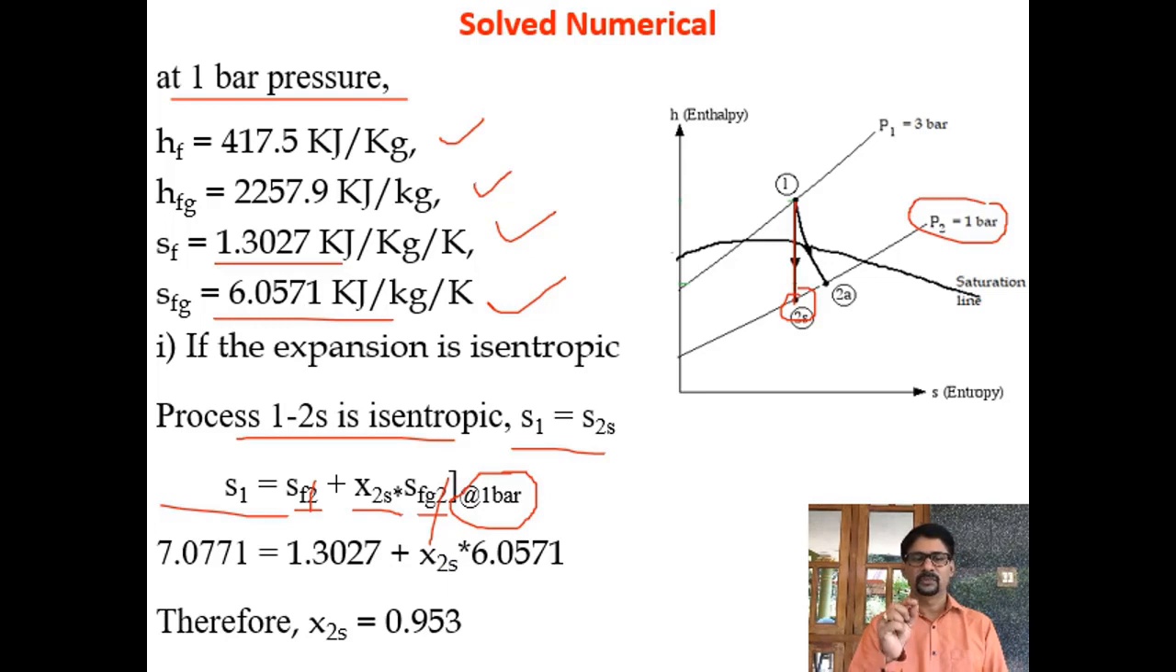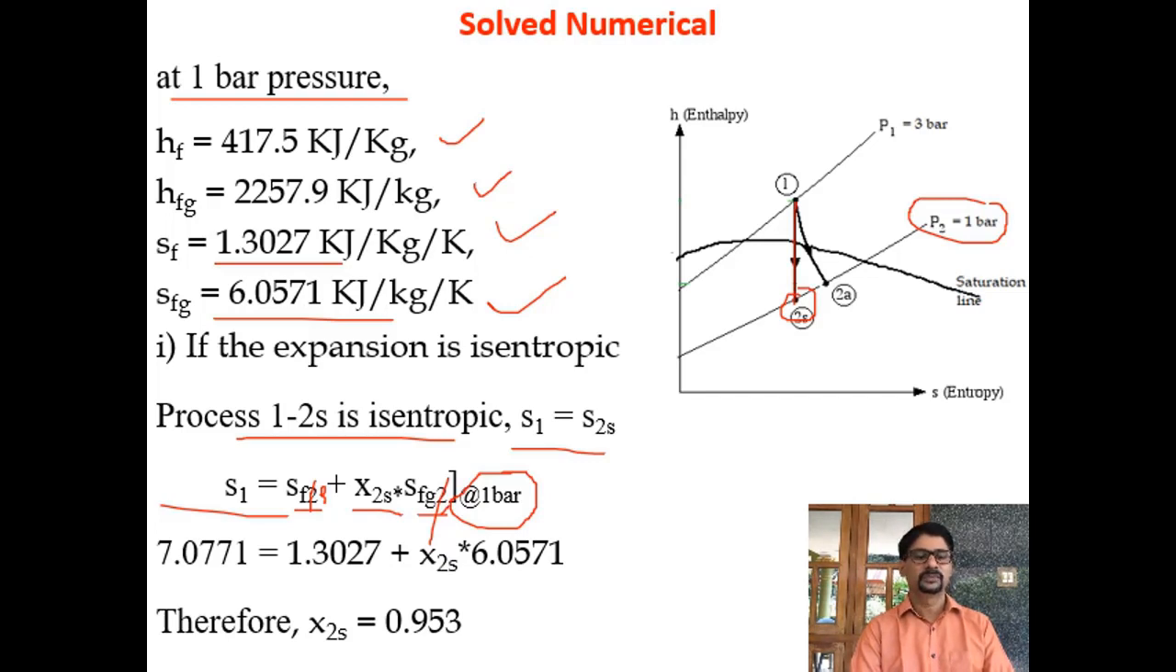When I write at 1 bar, it means the sf and sfg values corresponding to this pressure you have to take. So forget about the point suffix; you can give 2s only for x. That is always better. So sf plus x2s sfg you have to write, or if you want, you can write sf2 or sf2s also. That is also an option. Here also sfg2s you can write, no issues.